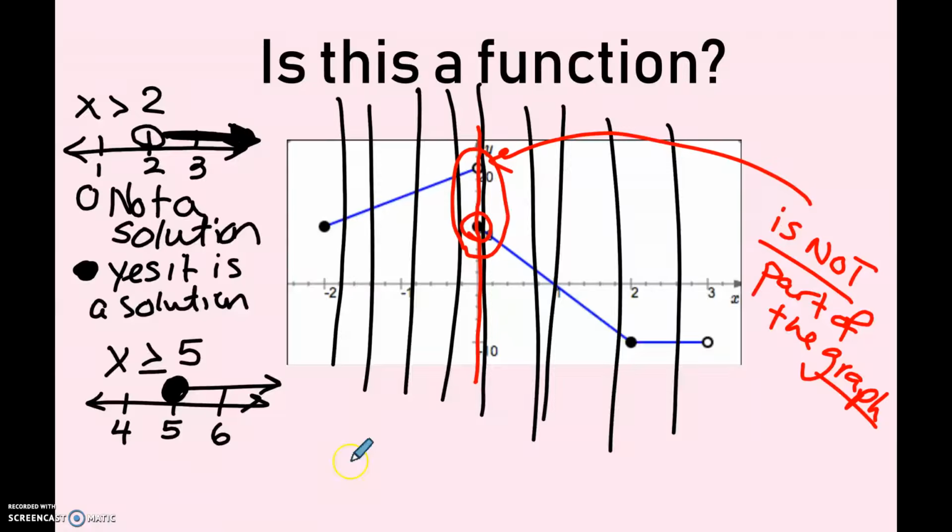So in this case, this one actually is a function because it really only hits one part of the graph here, and it only hits one part of the graph everywhere else. So this is what we call a piecewise function, which we will talk about later on in the year. And yes, it is in fact a function.